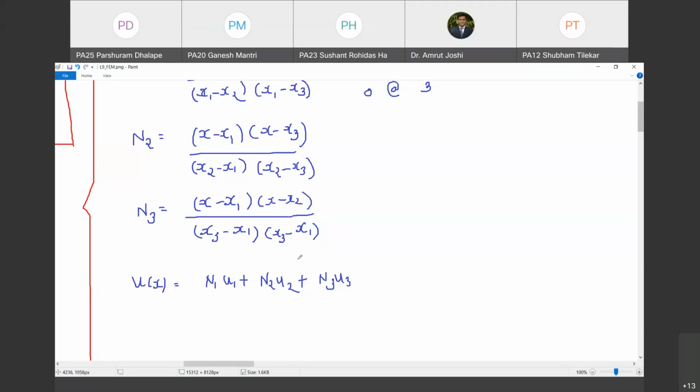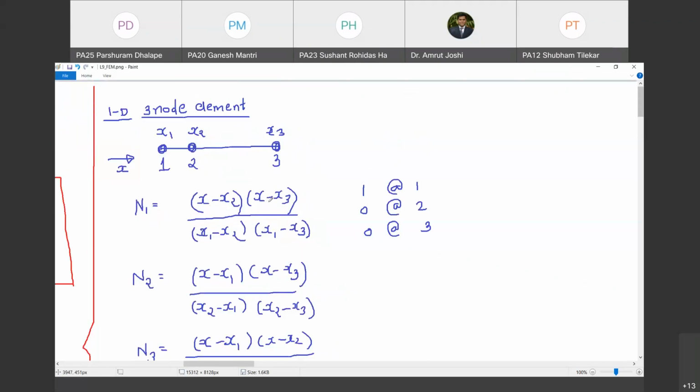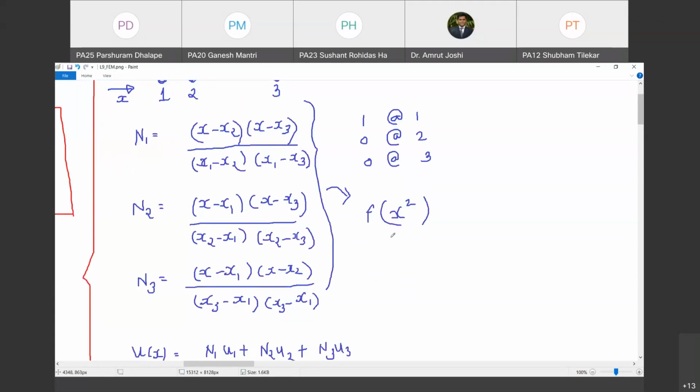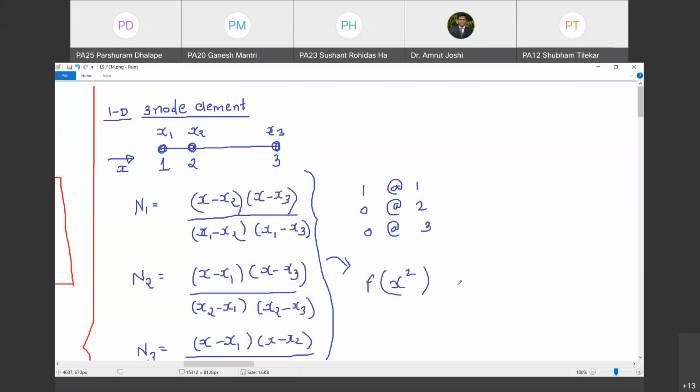Okay. Now you will observe that n1, n2 and n3, all these functions, they involve product of this x and x. So they are going to be functions of x square. Do you agree with me? n1, n2 and n3, all of them, they are going to involve terms in x square. Do you agree with me? Type your response in chat box. Yes. So what should be the descriptor of this element?